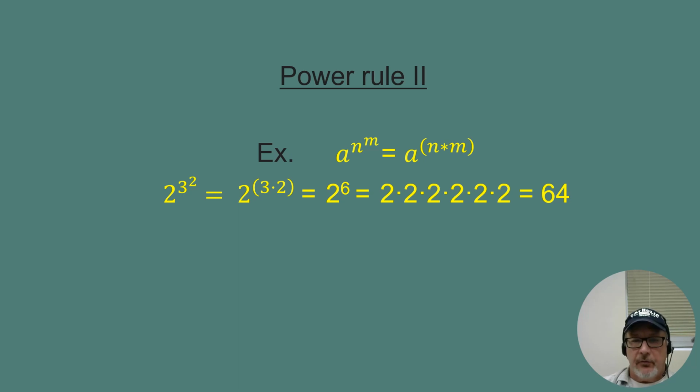Using some actual numbers in an example, I can show that 2 raised to the third power and that raised to the second power would be equal to 2 raised to the 3 times 2 power, or 2 raised to the sixth power. 2 raised to the sixth power is equal to 64.